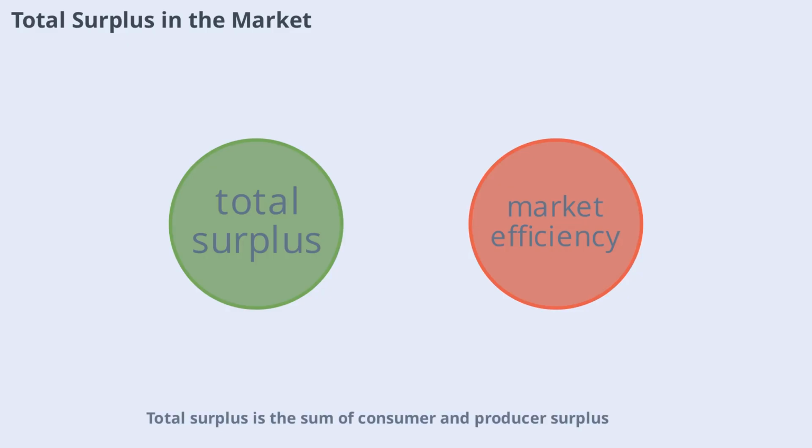Total surplus is the sum of consumer and producer surplus. It represents the overall benefit to society from market transactions. Economists use total surplus to judge whether a market is operating efficiently. When total surplus is maximized, resources are allocated in the best possible way and everyone is better off.